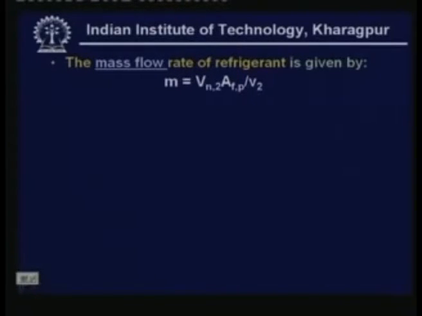Suppose you are fixing the conditions at the exit, then the specific volume v2 gets fixed. Then mass flow rate depends only on the normal velocity and also on the peripheral flow area. The ratio of the normal velocity to the tip speed is sometimes called a flow coefficient, and this flow coefficient is normally obtained from measurements. Once you know the flow coefficient and the tip speed, you can calculate the normal component of velocity, and if you know the flow area, then you can calculate the mass flow rate.